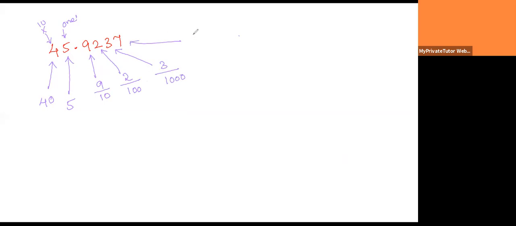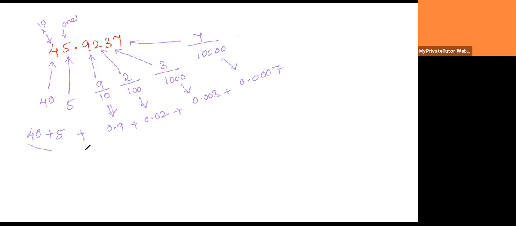So this is 7 divided by 10,000. How can you write this? You can also write this as 0.9, 0.02, this is 0.003. So that's how it goes on. 0.0007. And you can just add these things. This is how we learned to split, right? 40 plus 5 plus 0.9 plus 0.02, and it goes on. So the addition of all these things will be the same as the original number.